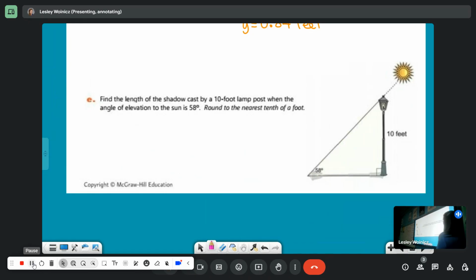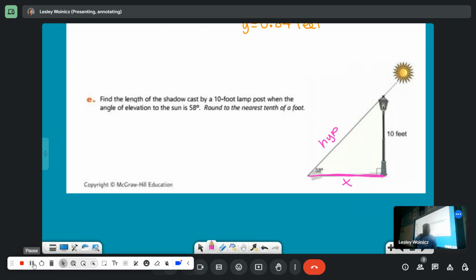Yay, it's another word problem. Okay, we want to find the length of the shadow. Okay, guys, where is the shadow? Is the shadow here in the air? Where's the shadow? On the ground. So this is our x. Okay? Make sure you put your unknown in the right spot or you're solving for the wrong thing. Right? Just saying. Okay, so where's my hypotenuse? In the air.